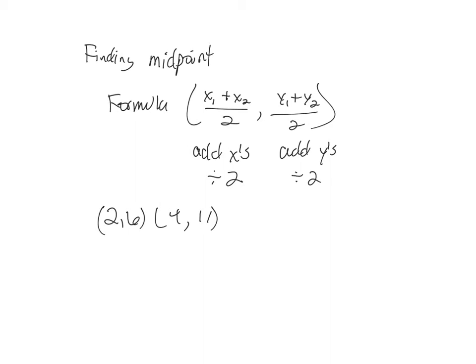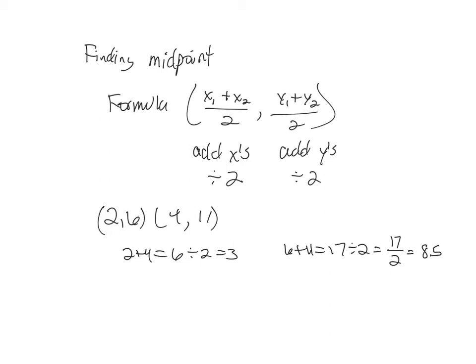But add the x's, divide by 2. Okay, 2 plus 4 equals 6. Divided by 2 is 3. Add the y's together. 6 plus 11, 17. Divided by 2. So if you wanted, you can divide that. It's a decimal. So you could leave it as 17 over 2. There's nothing wrong with that. Okay, or you could put 8.5. It's 8.5. Either one is fine.